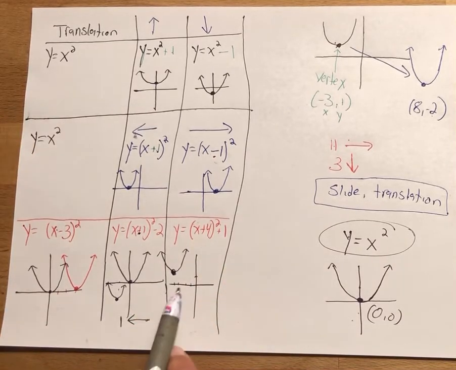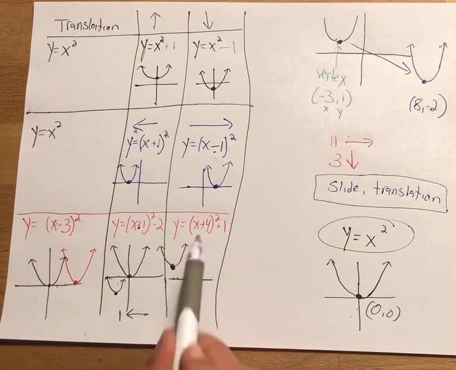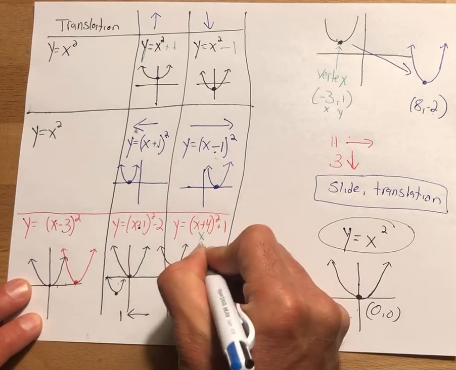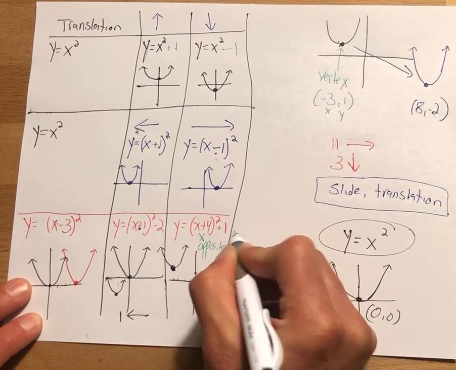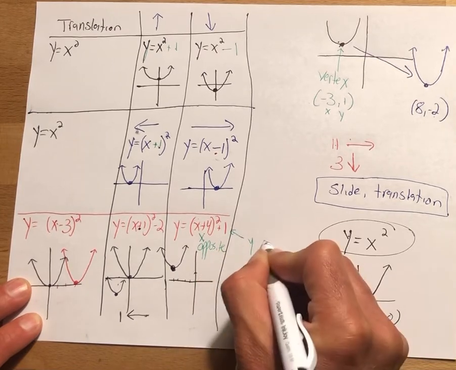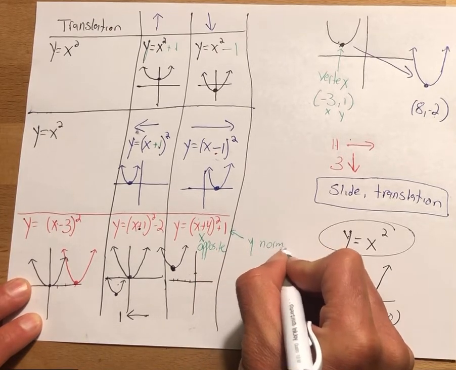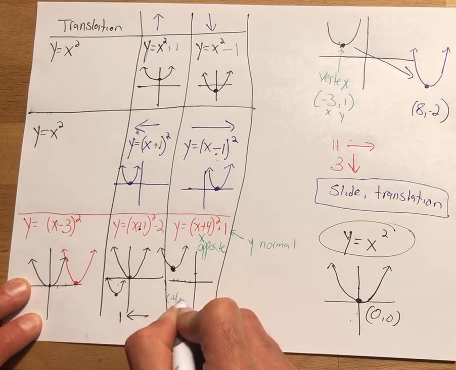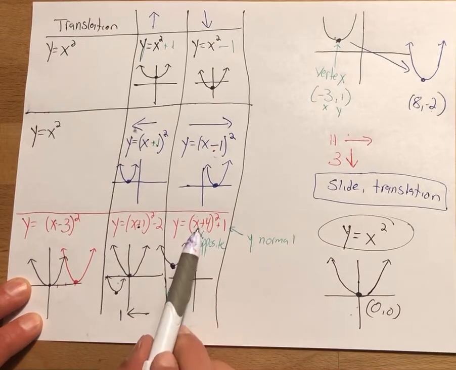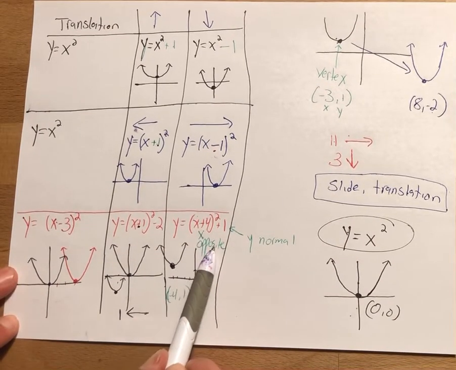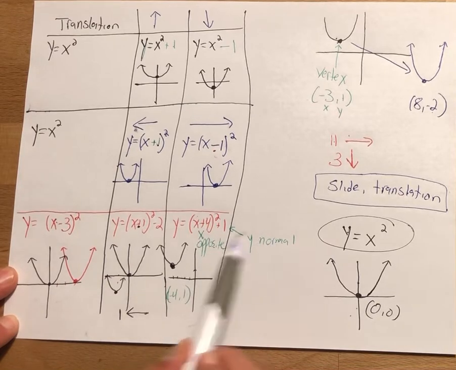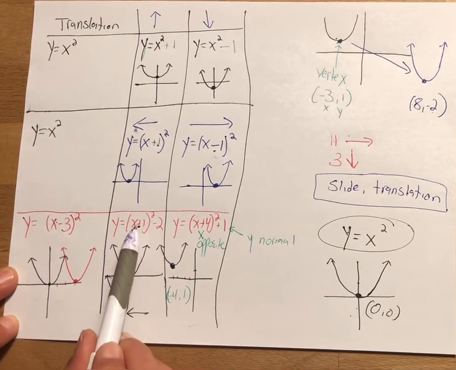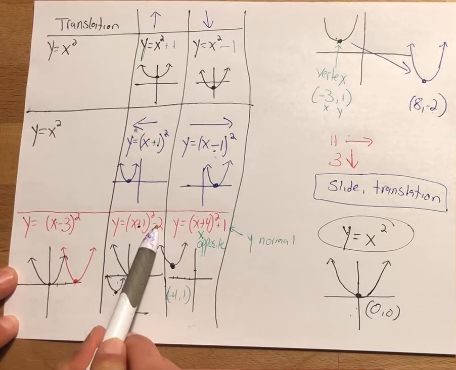Now, if you notice something, the number inside is always your x coordinate for the vertex, but it's the opposite. The number on the outside is always your y coordinate, and it's normal. Meaning, what's my vertex here? It's negative 4, 1. But look at this. This is a positive 4, but it's the opposite, negative 4, 1. What's my vertex here? Negative 1, negative 2. Look at here. Negative 1, because it's the opposite, negative 2.